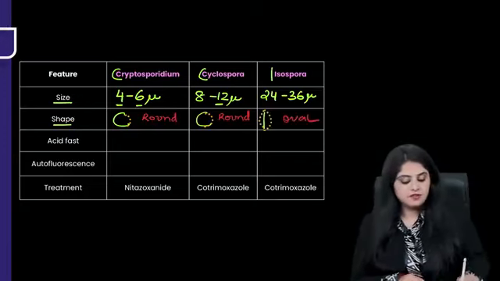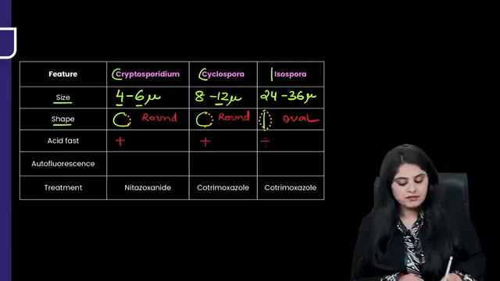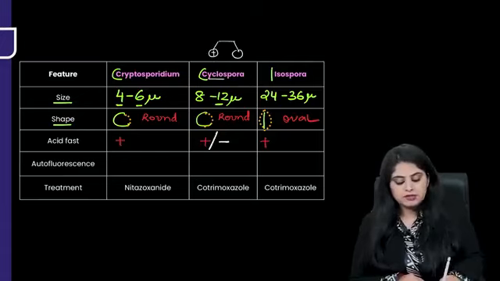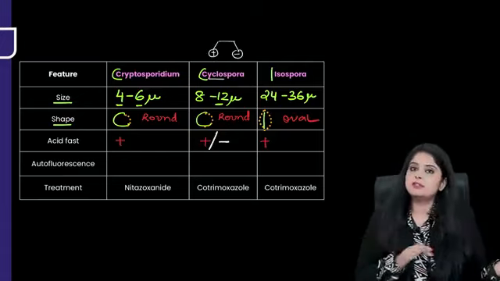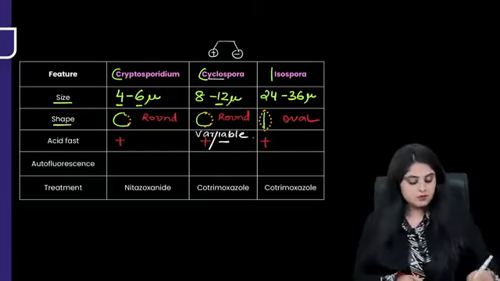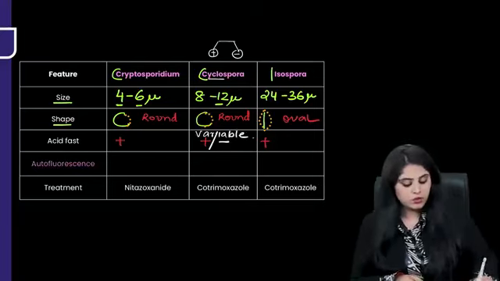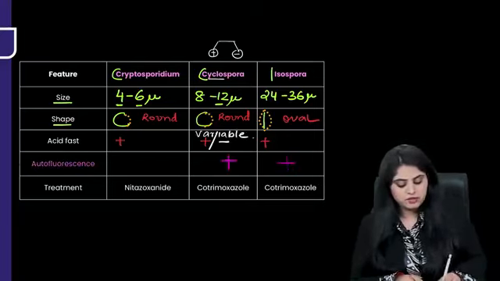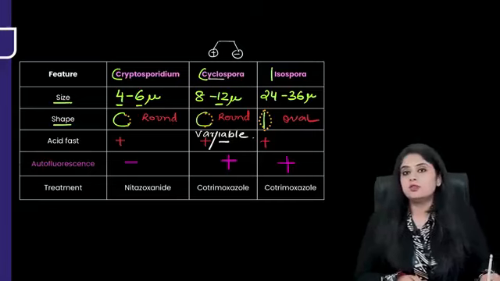Which of them are acid fast? All of them are going to be acid fast. But Cyclospora, cycle ki tarah hai na. Cycle, I've always told you cycle. So sometimes it is acid fast, sometimes it is not acid fast. So they ask you which of them is variable acid fast. That is Cyclospora. Who is gonna shine on its own? Autofluorescence, the Spora brothers. The Spora brothers are gonna shine on their own.